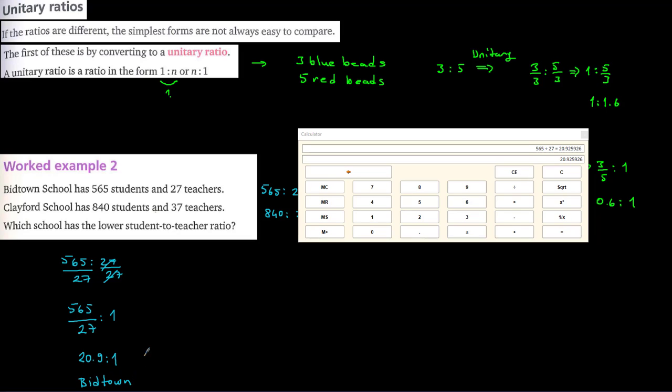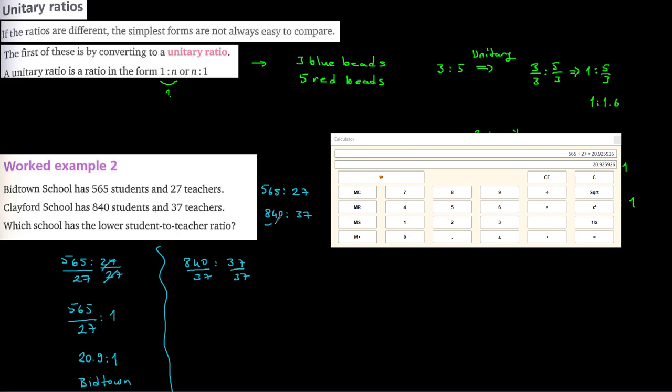For the second school, I'm going to do the same thing here. 840 divided by 37, this time. On both sides we are going to divide by 37, and this was the ratio I'm talking about, 840 to 37. If you divide both sides by 37, this side is going to be equal to 1. 840 divided by 37 to 1. So for one teacher there are 840 divided by 37 students.